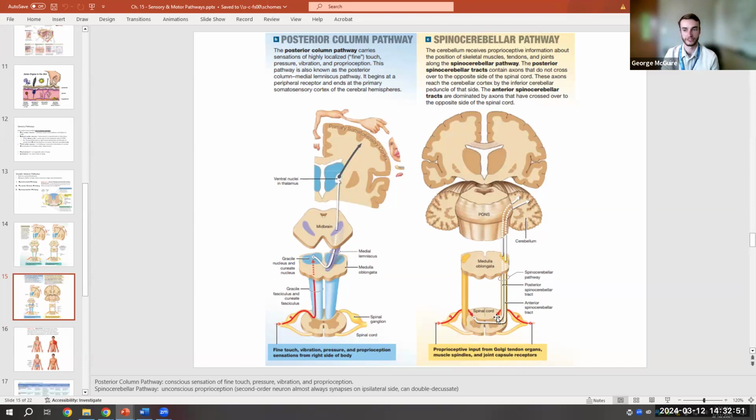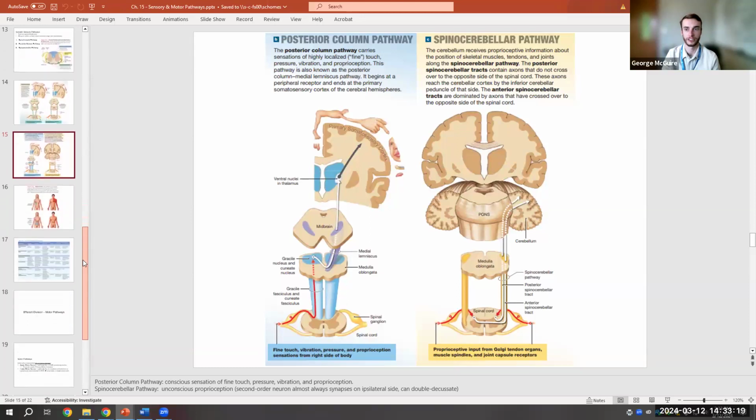So one major difference there: it does not decussate, does not cross for some of our information, and only has 2 neurons in that pathway. But again, checking the study guide to make sure I'm not giving too much or too little. Yeah, I don't think there's anything on the study guide specific to the spinocerebellar pathway. So that's more of an FYI for your awareness. Right.